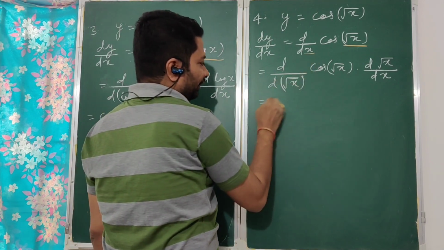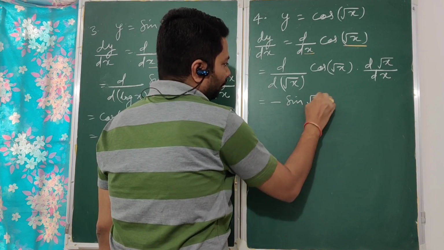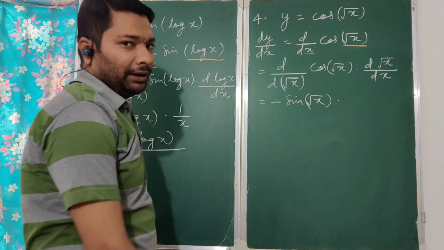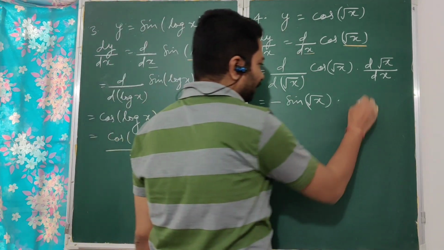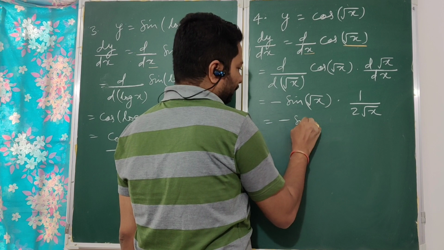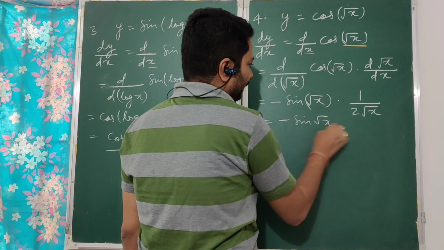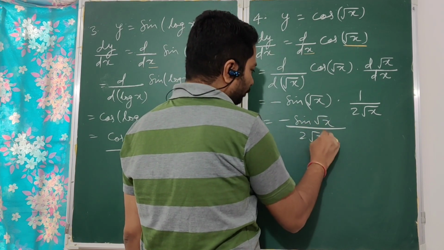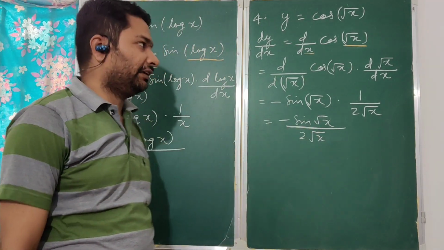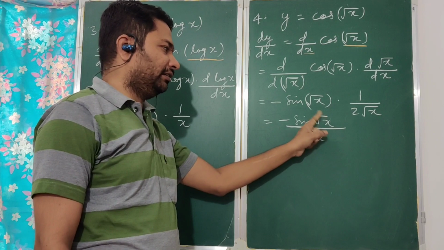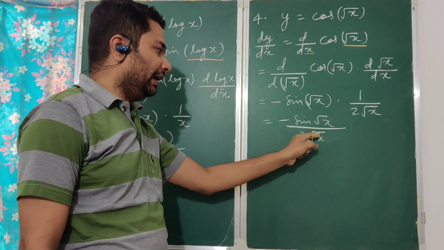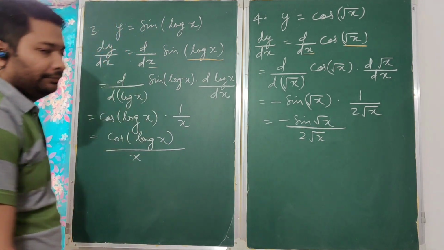What is this differentiation? This will become minus of sine of root x. And what is d by dx of x to the power of half? It is 1 by 2 root x. So the answer will become minus sine root x by 2 root x. And don't cancel this root x and root x here. I mean this root x is with sine. This is one term together, and this is a separate term.